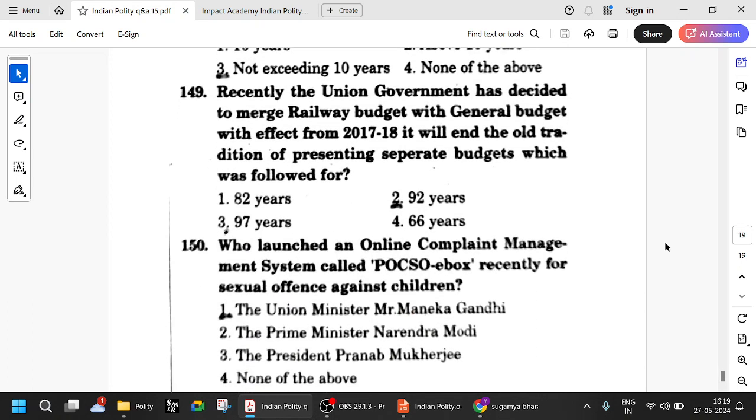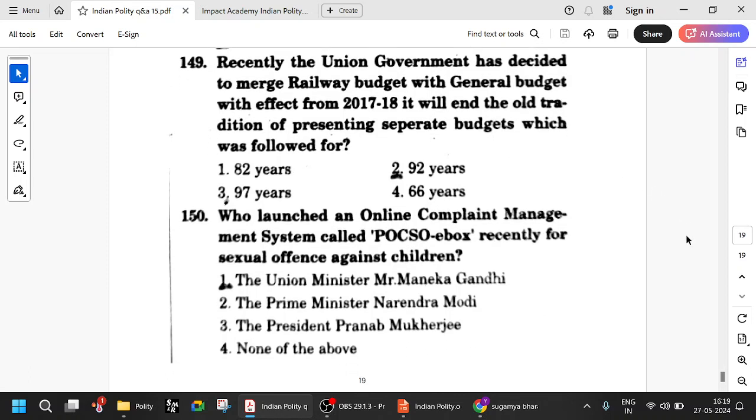Recently the Union government has decided to merge the railway budget with the general budget with effect from 2017-18. Remember this, from 2017-18 there is no separate railway budget. It has been merged, and it ends the old tradition of presenting a separate budget, which was followed for 92 years. I may not ask that question per se, but remember in 2017 the railway budget was merged with the normal budget.